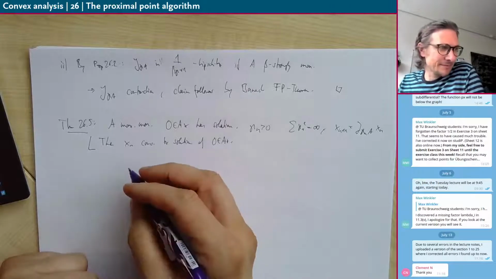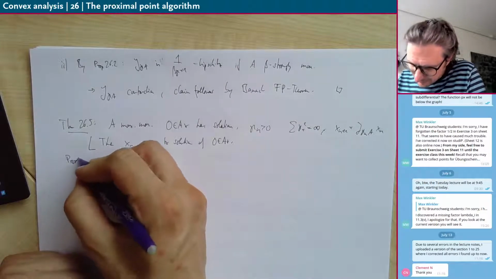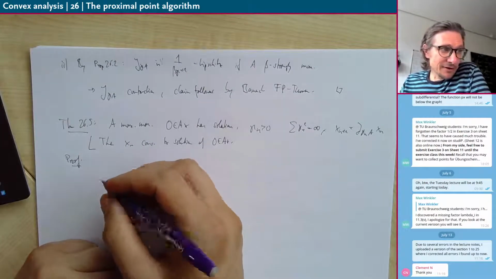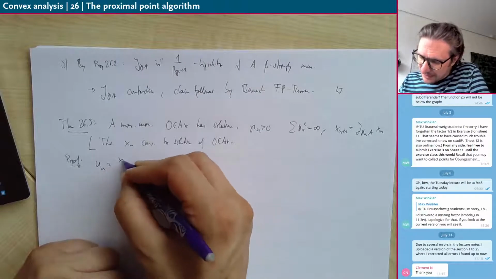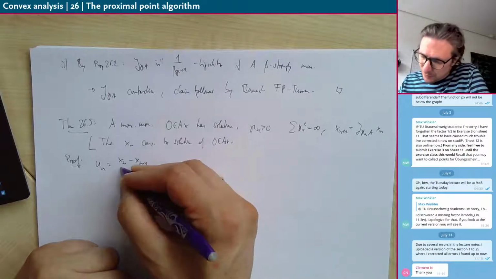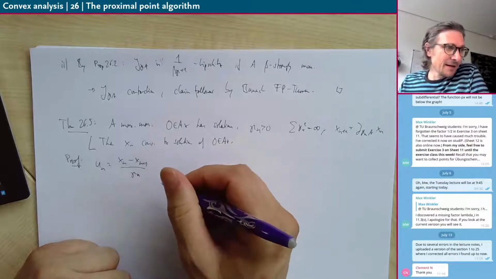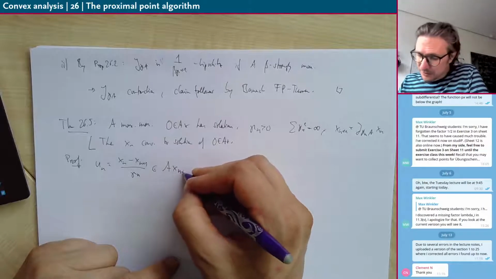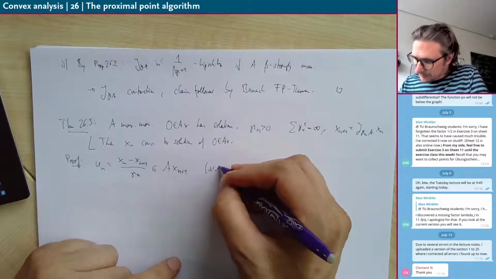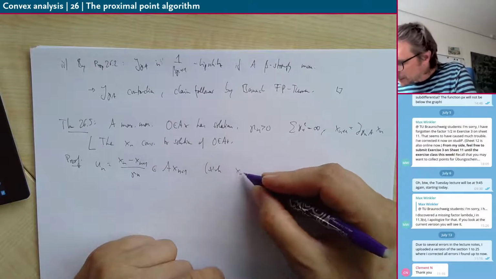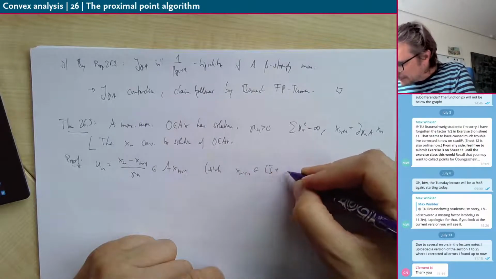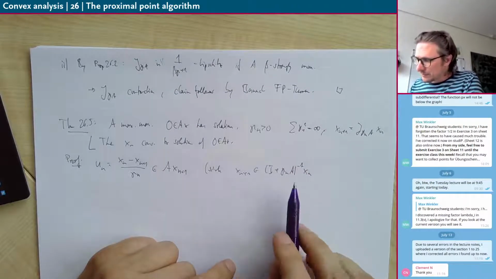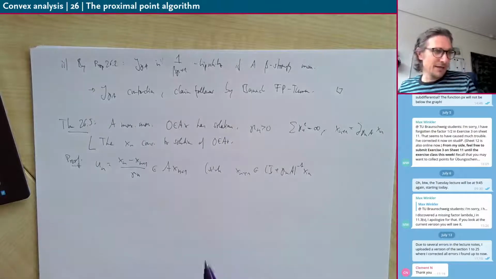The idea here is, as is often the case, that life gets simpler if you introduce auxiliary variables. Here the auxiliary variable is u_n = (x_n − x_{n+1})/γ_n, because this is exactly in A x_{n+1}. This is because x_{n+1} is in (I + γ_n A)^{-1} x_n. If you just bring this over and subtract the right things, divide by γ_n, you end up here.